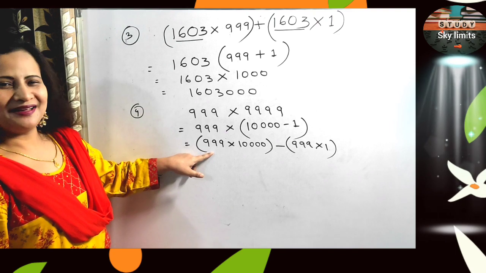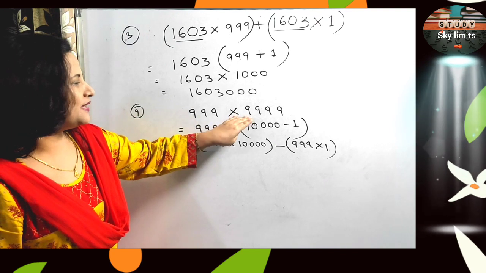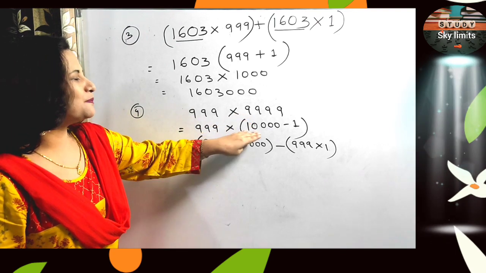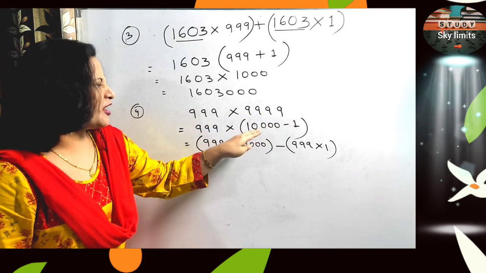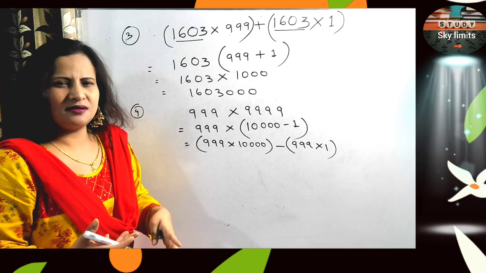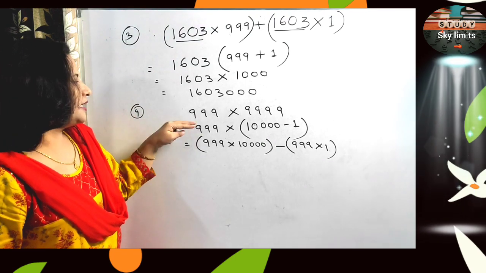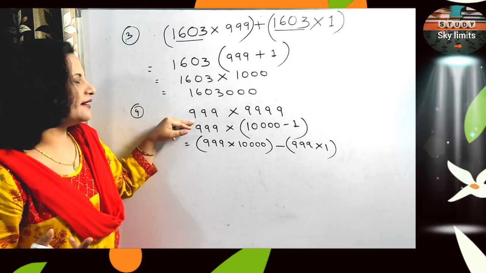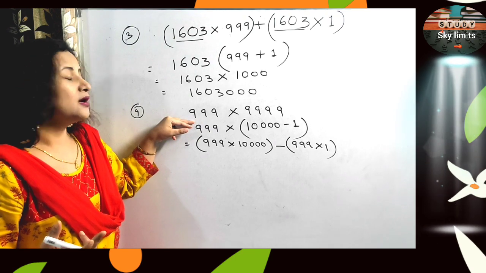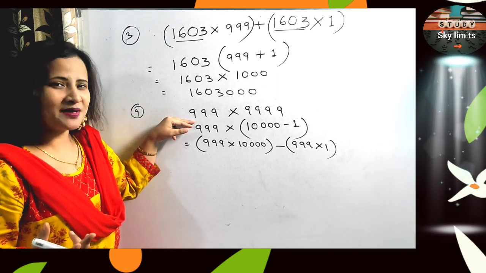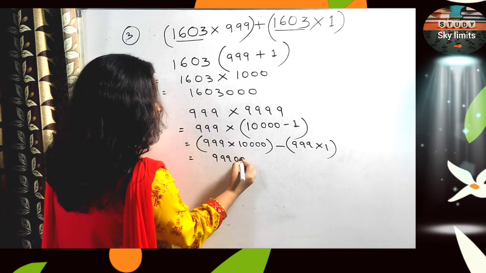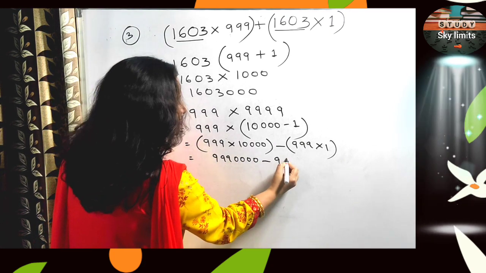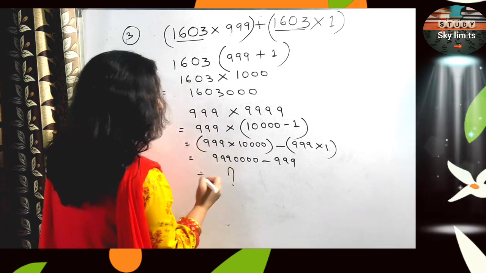See, what I have done, I have simply split this 9,999 and written it as 10,000 minus 1. Try to get as many zeros and ones. That is the easiest way. Yes or no? Here, suppose a student wants to split 999, you will write 1,000 minus 1. Clear?